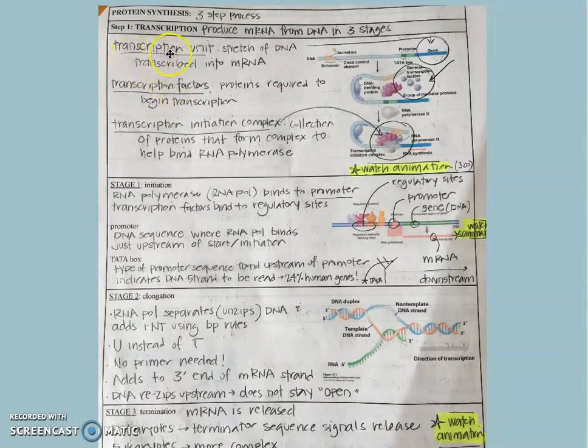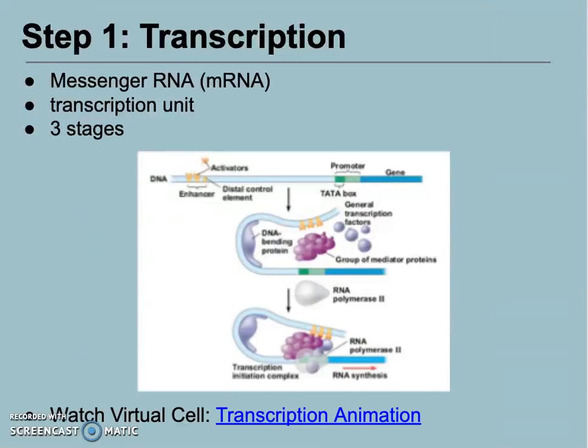And I'm going to define 3 different components of step 1 of protein synthesis, which is the transcription unit, transcription factors, and the transcription initiation complex. So let's go here to this graphic. You have this graphic in your notes. You can label as I go along. So let's define 3 important components of transcription, the first step of protein synthesis.